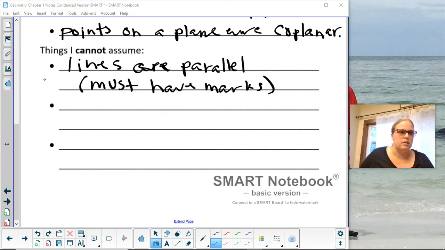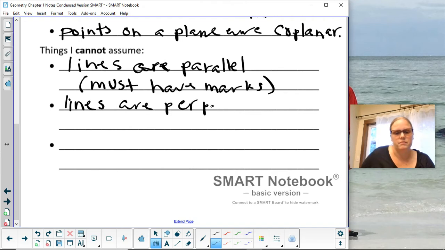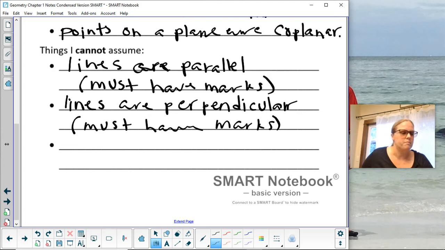The next one is similar to parallel. You cannot assume that lines are crossing at a 90-degree angle or are perpendicular unless there are markings to prove that. And the third thing that we cannot assume is that two figures that look the same are congruent. They have to have all of the documentation showing that they are the same.